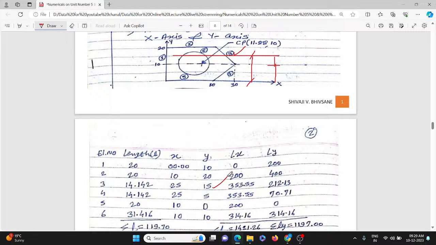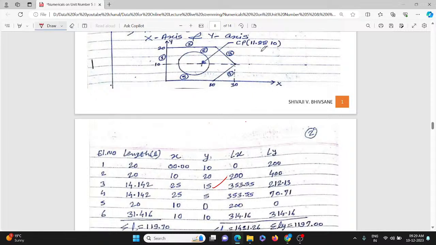Okay. Are you getting this or not? Now let me know, please. If you are understanding this, please tell me whether you are understanding or not. Please comment in the chat box. Okay, thank you. And so we have calculated the y as far as this element number third is concerned.